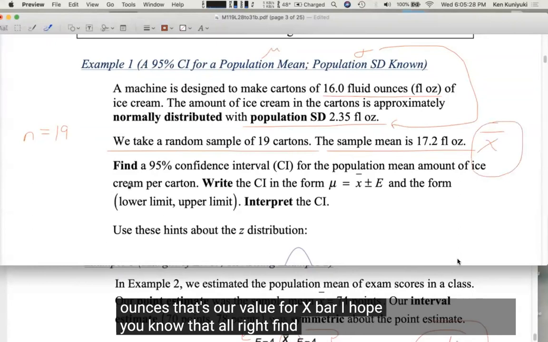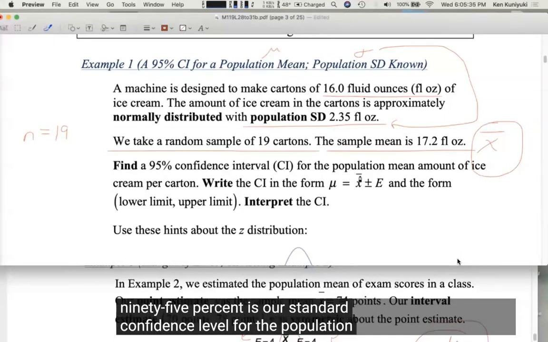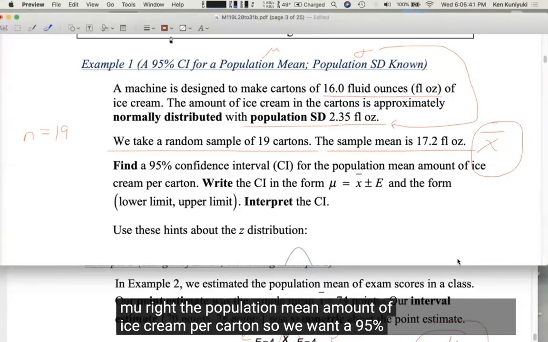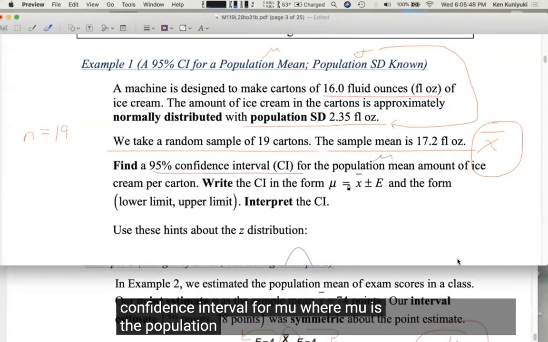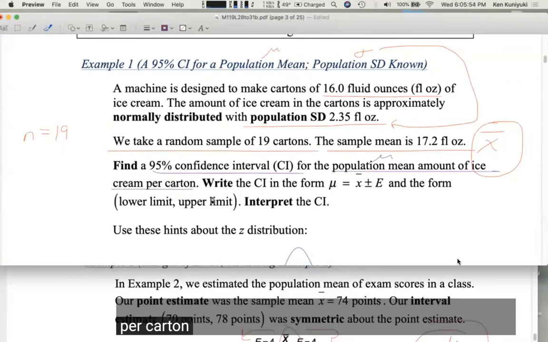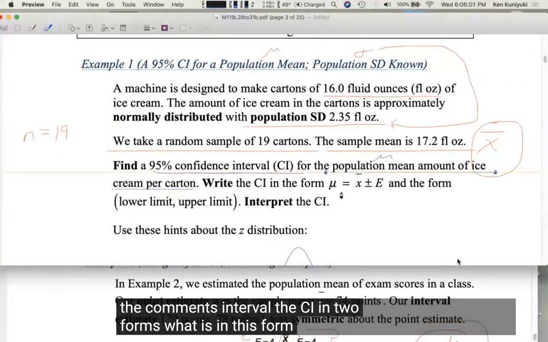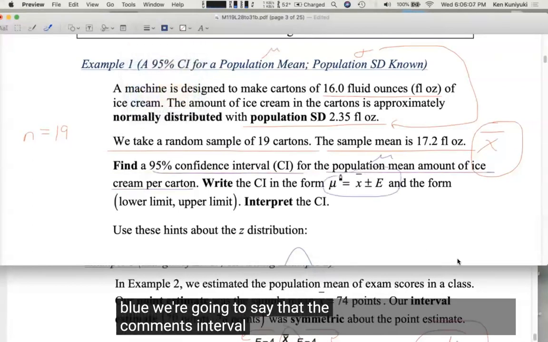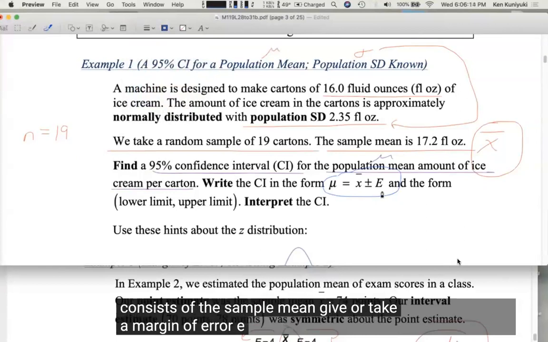All right. Find a 95% confidence interval. 95% is our standard confidence level. For the population mean mu, right? The population mean amount of ice cream per carton. So we want a 95% confidence interval for mu, where mu is the population mean amount of ice cream per carton. Okay, so we're going to write the confidence interval, the CI, in two forms. One is in this form. I'll put this in blue. We're going to say that the confidence interval for mu is going to consist of the sample mean, give or take a margin of error, E.